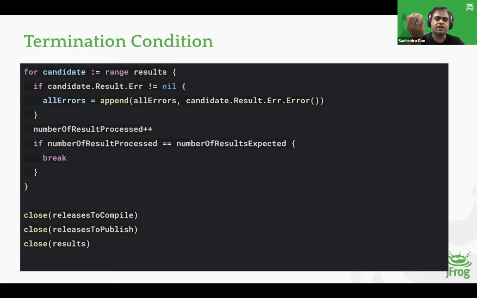And at the termination condition, we were able to identify if there are errors, and then trip and signal failure. And once we had processed all this, we were able to close all the channels that we were using. So we had a safe termination. So there was no deadlock.